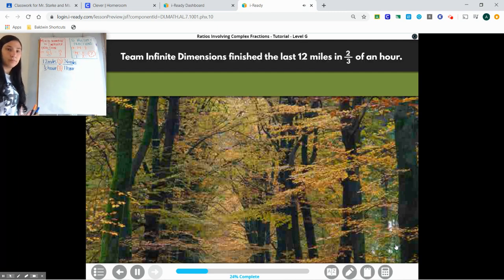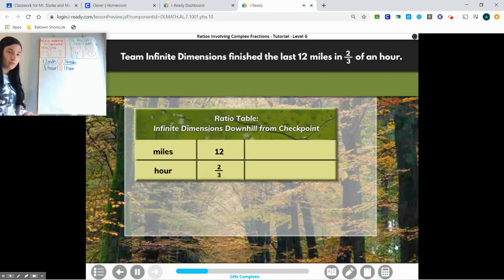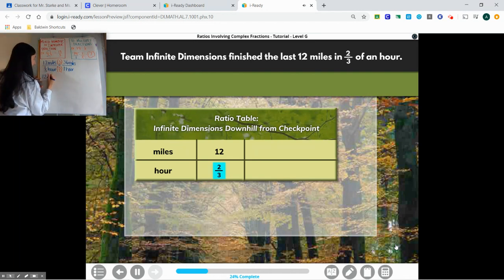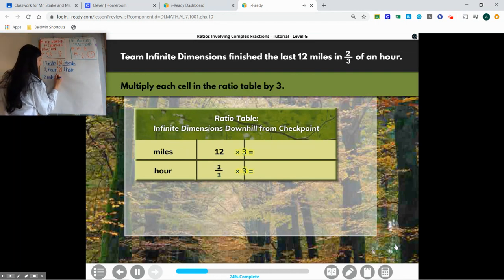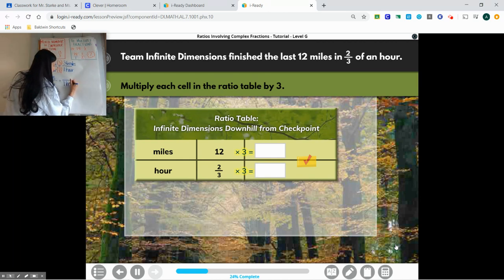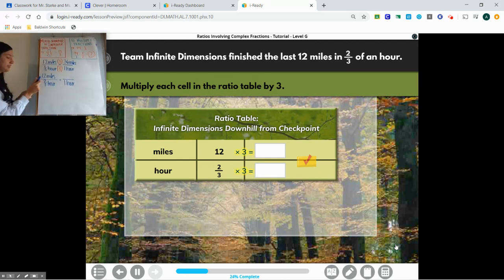Team Infinite Dimensions took 40 minutes to get down the mountain. That's 2/3 of an hour. Last time, when we had 1/3 of an hour, we multiplied by 3. Now we have 2/3 of an hour. Let's do that again and see what happens. So now we have 2/3 of an hour. Remember, we're multiplying by the reciprocal to get a 1 in our denominator.